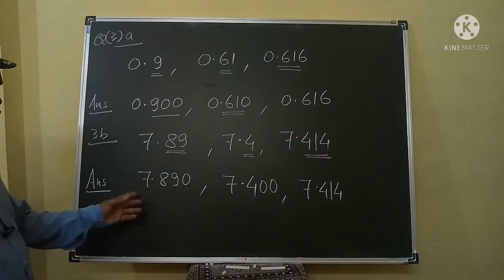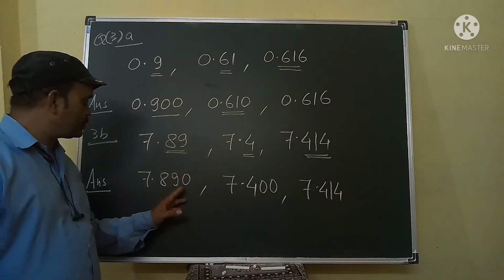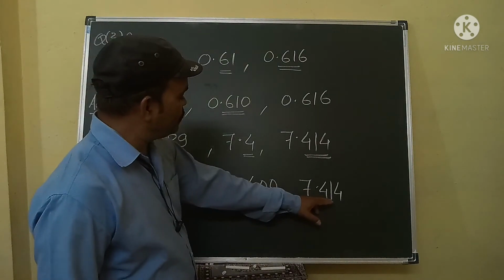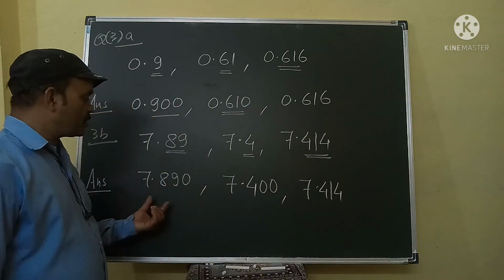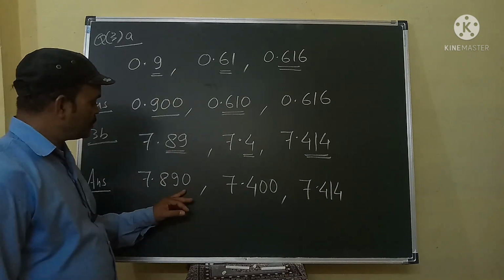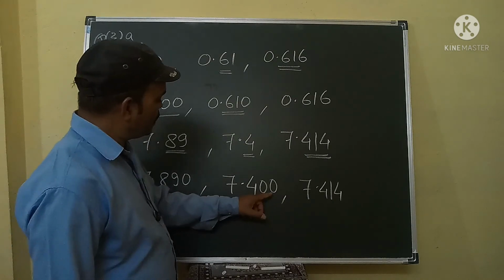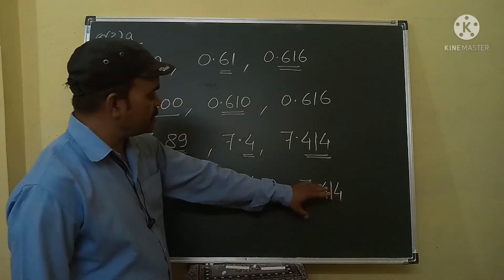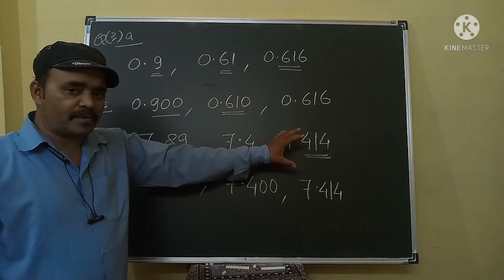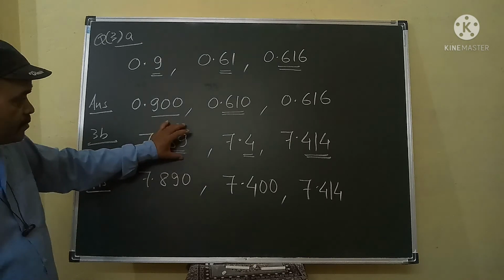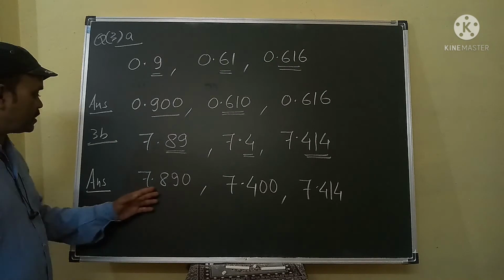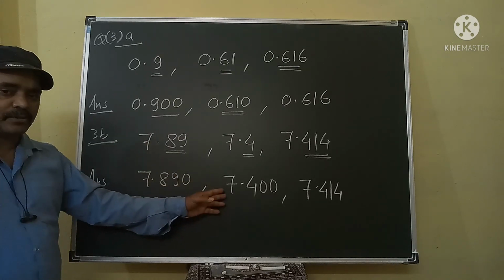And this is 7.414. So we have 7.890, 7.400, and 7.414. As you are looking, after the decimal point the number of digits is 3 in each. That means your question was in the form of unlike decimals, and we converted the unlike decimals to like decimals. This is the required answer for the required question.